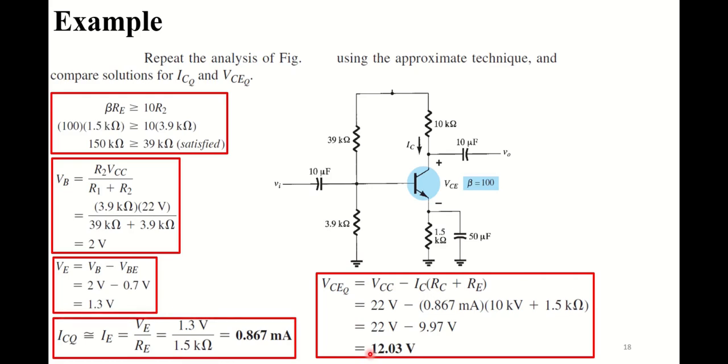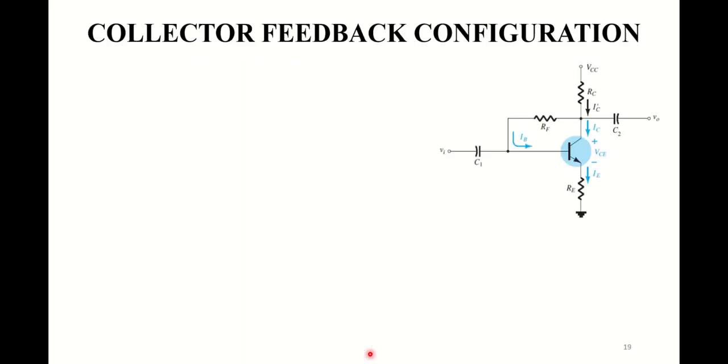This is the same example that we solved by using the direct method and it can be seen that there is only a slight difference in the values of both IC and VCE.